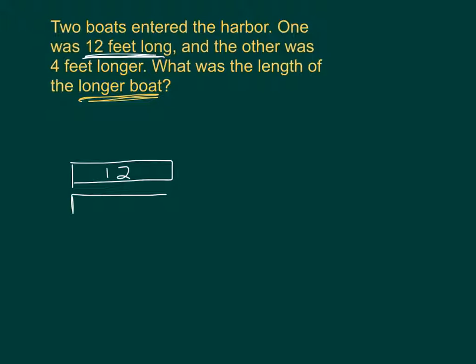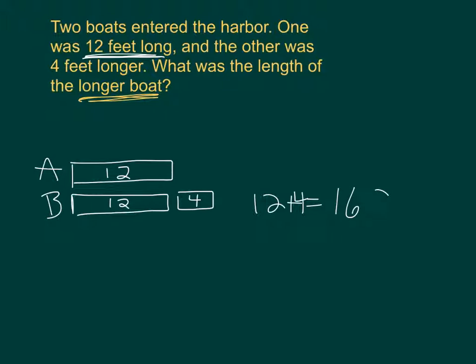So I'm just going to draw a 12-foot boat again, exactly the same. And then I'm going to draw another shorter bar, because this one is 4 feet longer. So we'll just call this boat A and this boat B. This shows me that I'm going to add 12 plus 4, and I will get my total of the longer boat. 12 plus 4 is 16 feet. The picture helps me visualize what is going on in this word problem.